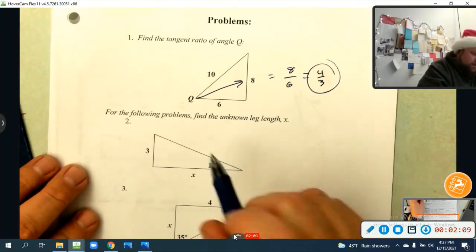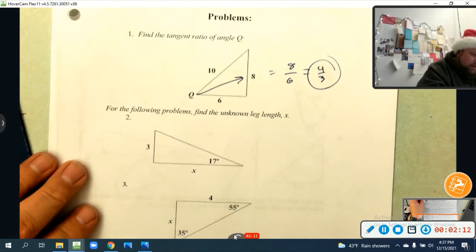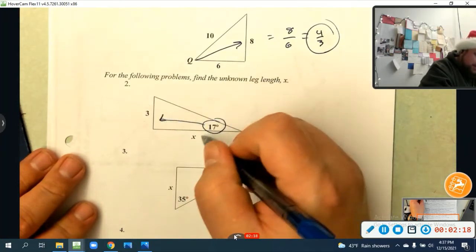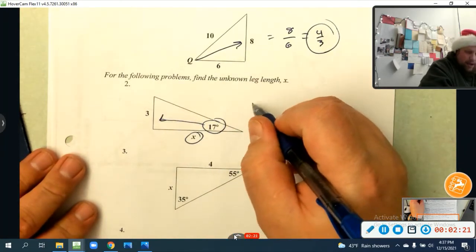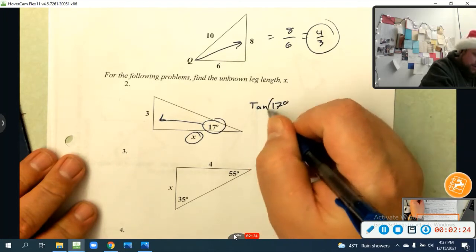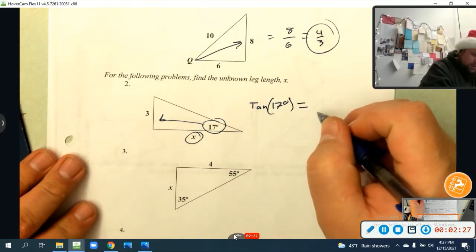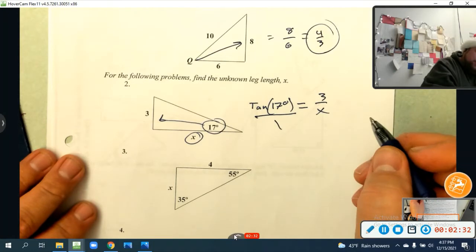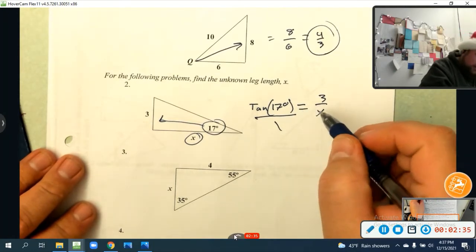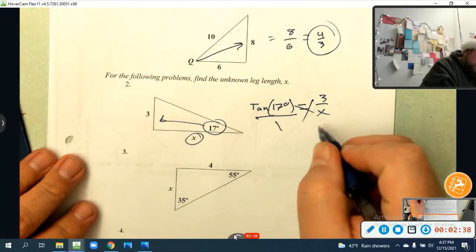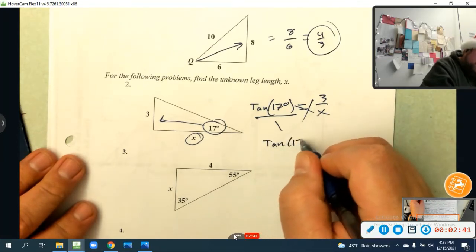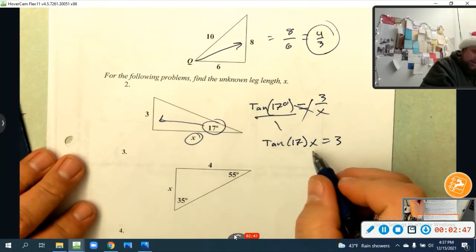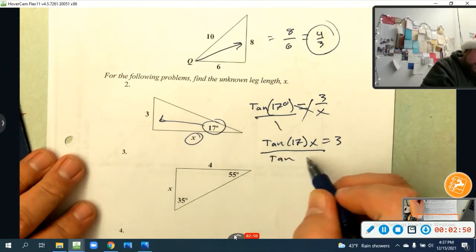For the following problems, find the unknown length of leg x. Here's what I'm going to do. This is my angle, this is my opposite, and here's my adjacent. I'm going to say the tangent of 17 degrees is equal to 3 over x, and we're going to use this just like a ratio. Cross multiply: tangent 17 times x equals 3 times 1, which is just 3. Now I want x by itself, so I'm going to divide both sides by the tangent of 17.